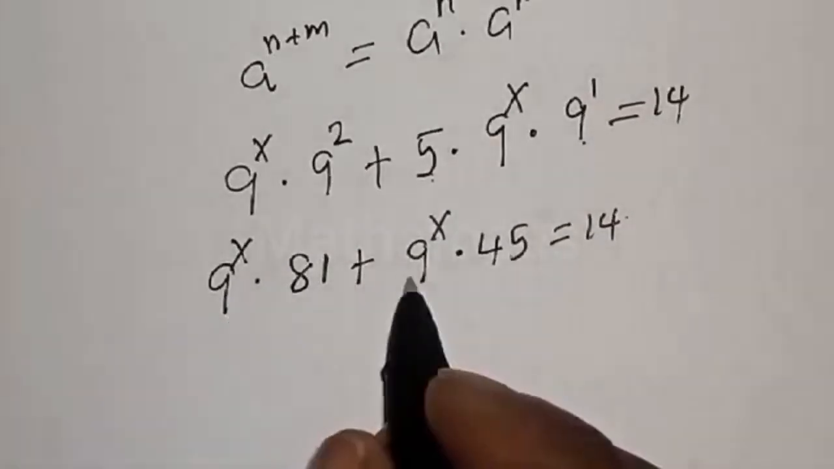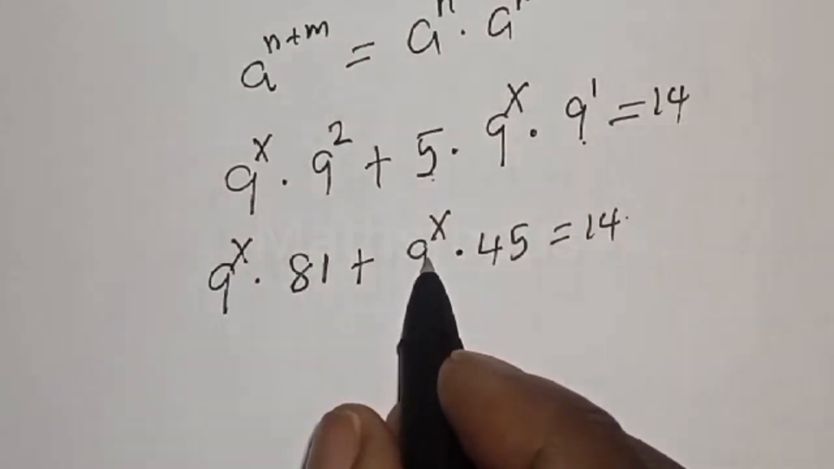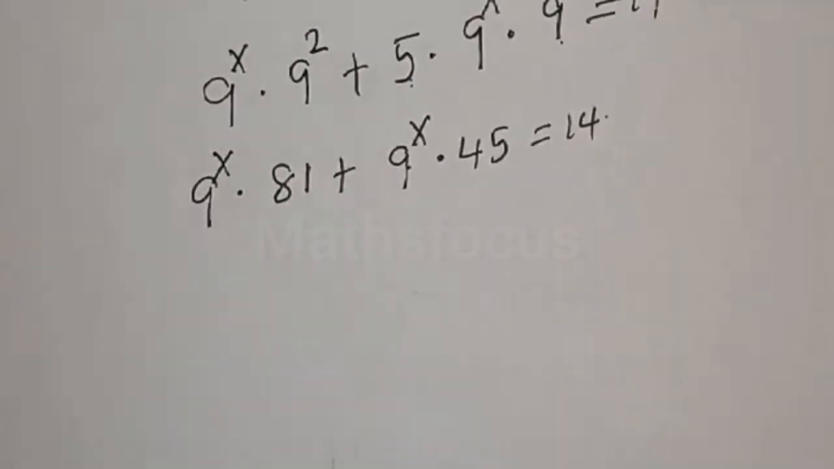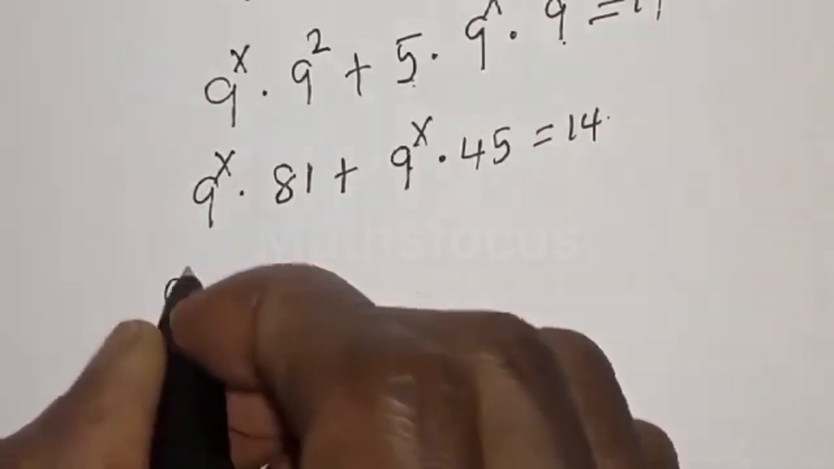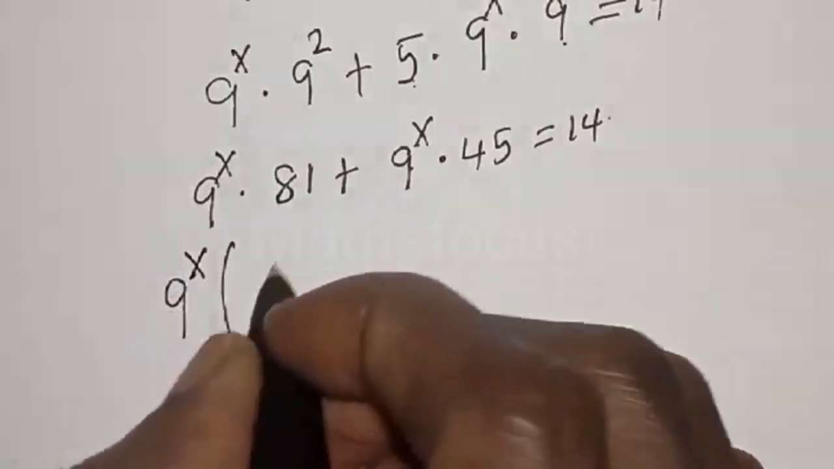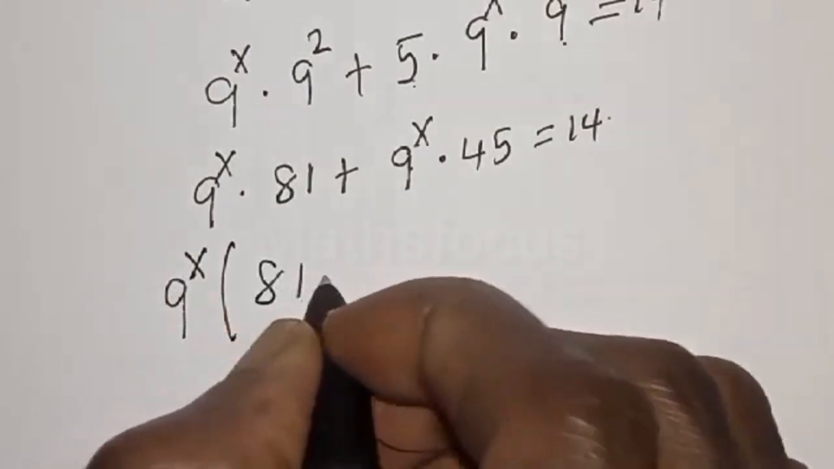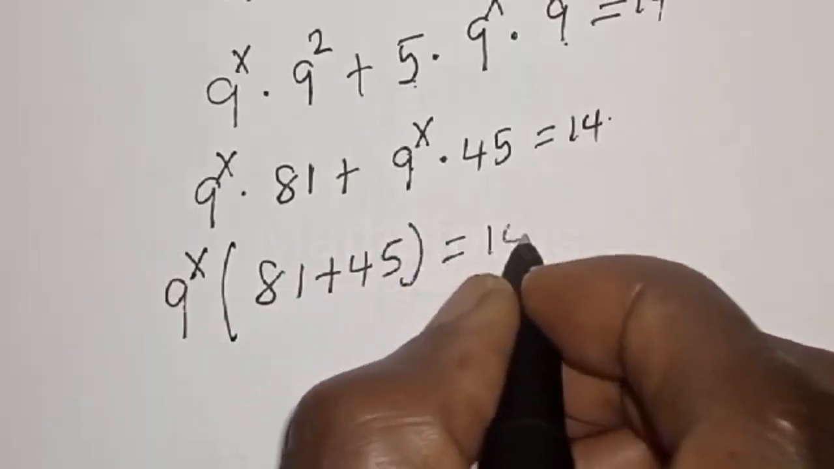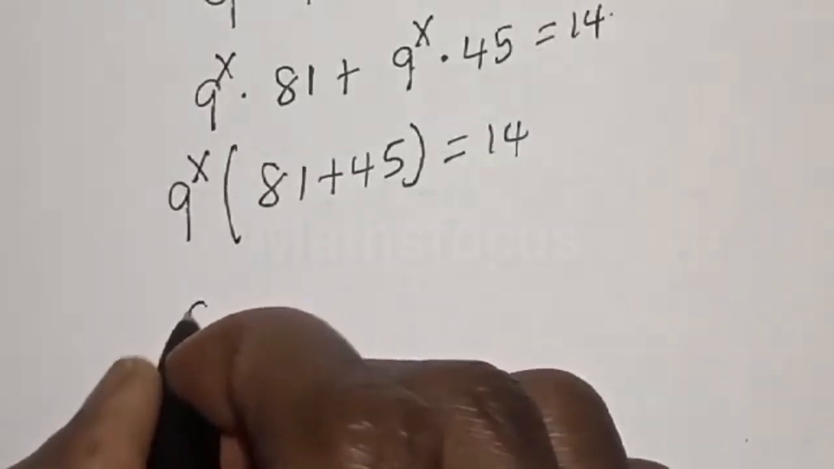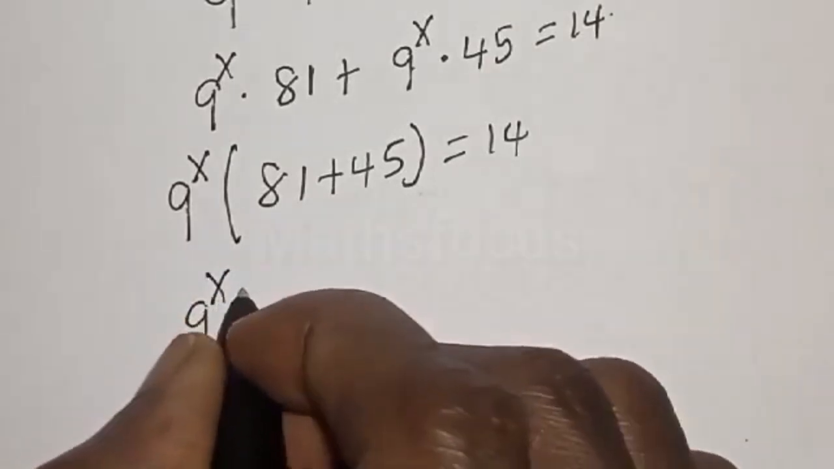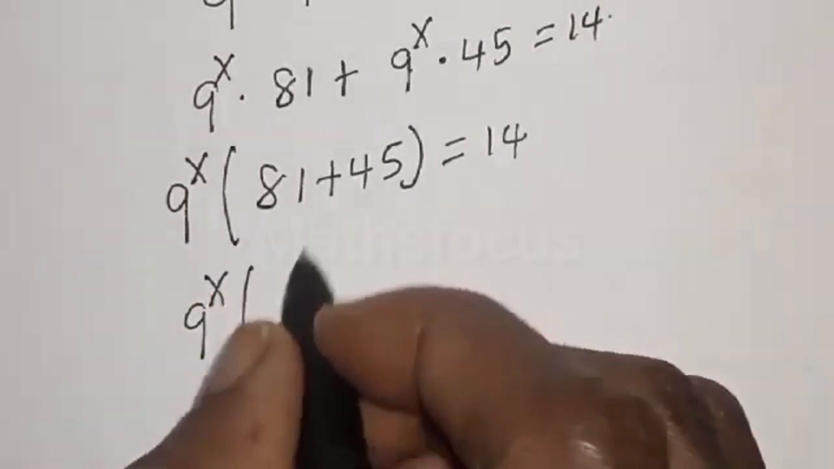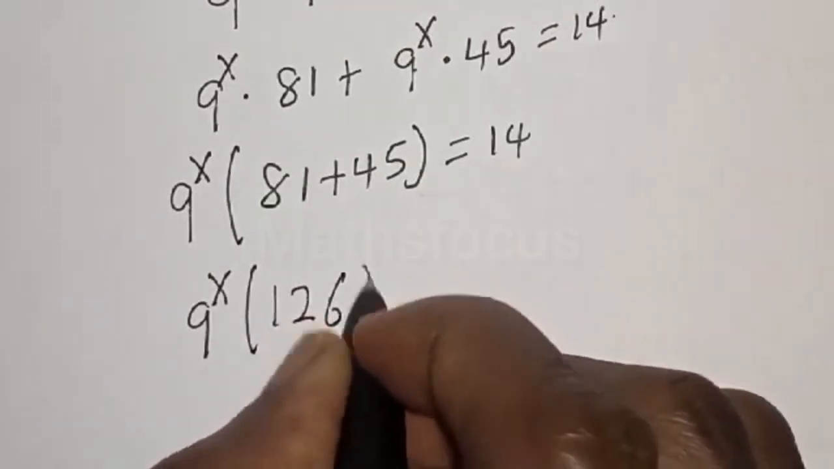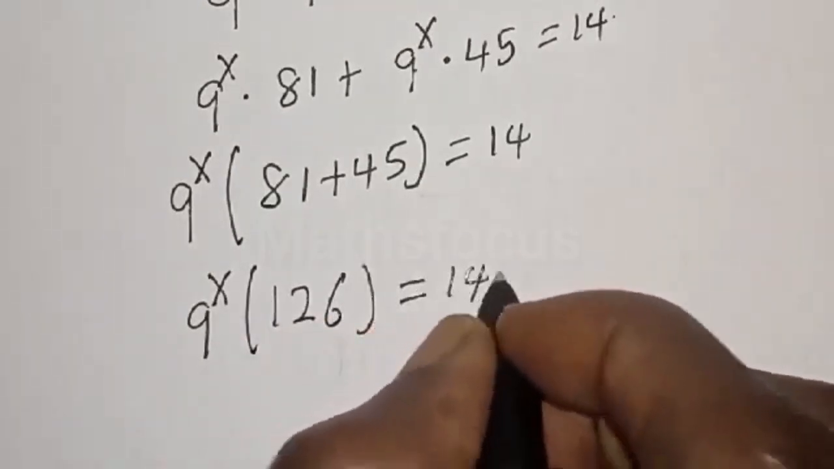Now 9 raised to power s is common here. This is 9 raised to power s and this is 9 raised to power s. Let's factor it out. We have 9 raised to power s into 81 plus 45 is equal to 14. Now we have 9 raised to power s into 81 plus 45, that is 126, is equal to 14.